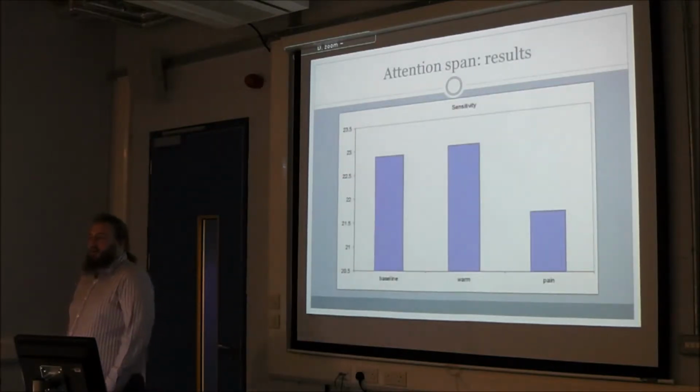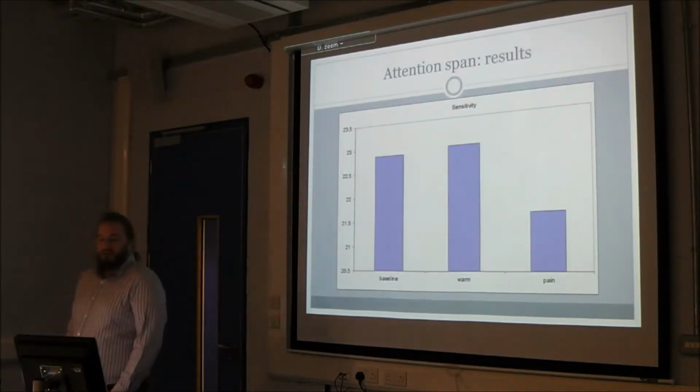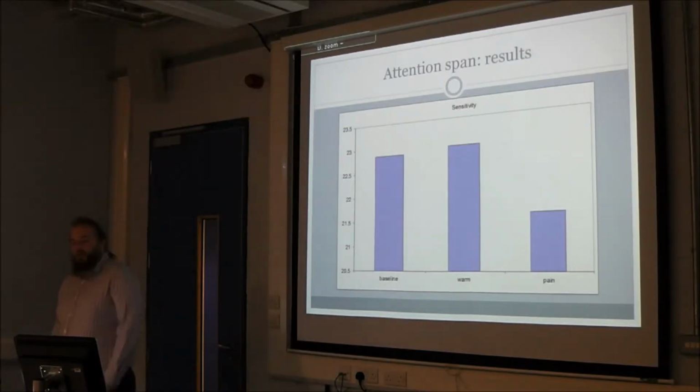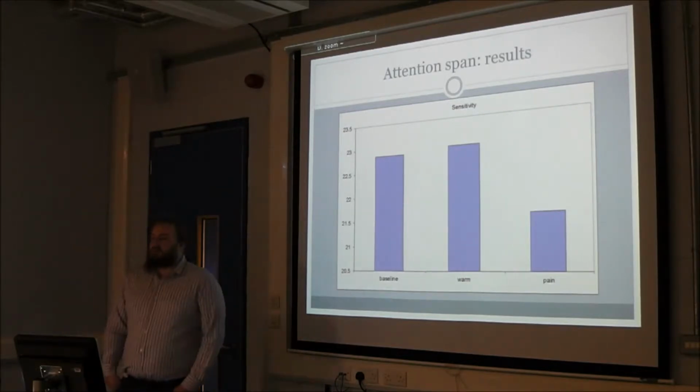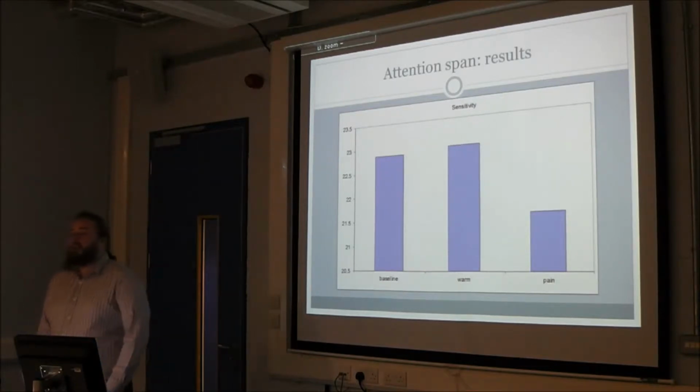And this is what we found in this particular task: out of 30, participants were generally getting about 23 correct when the baseline or the warm sensation was present. But in pain, they dropped off to about 21 and a half. So not a huge effect, but this was reliable.